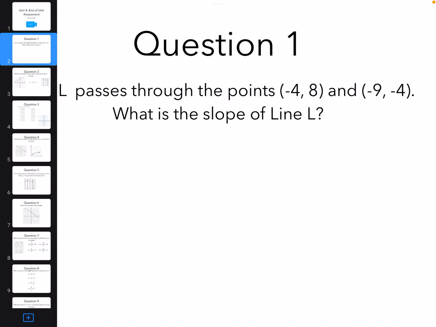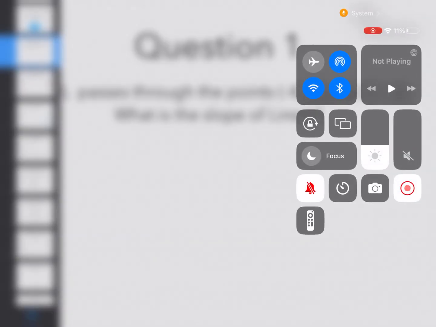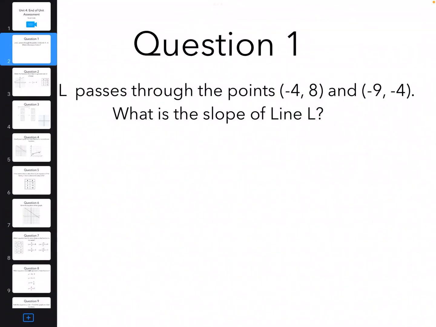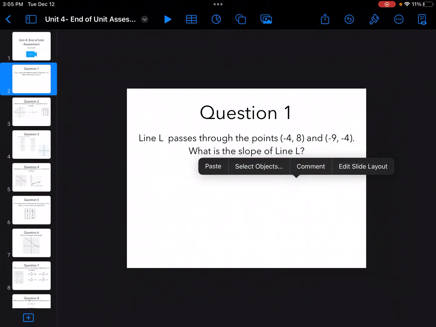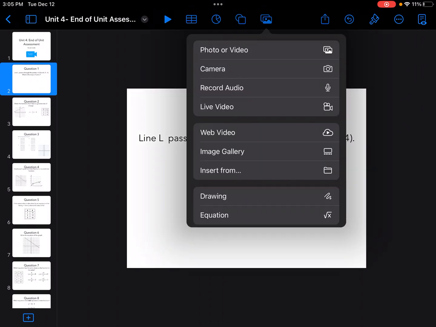Hi guys, we're going to do the Unit 4 End of Unit Assessment Study Guide. So we're going to start with our first question, and they want to know the slope of line L.